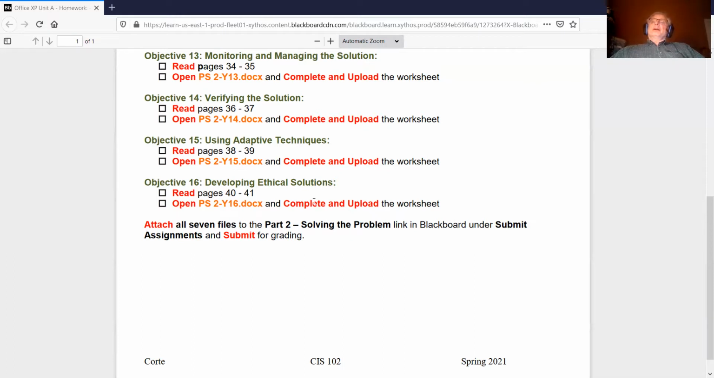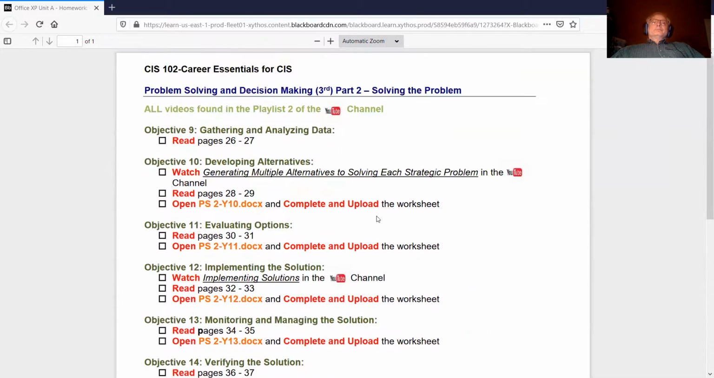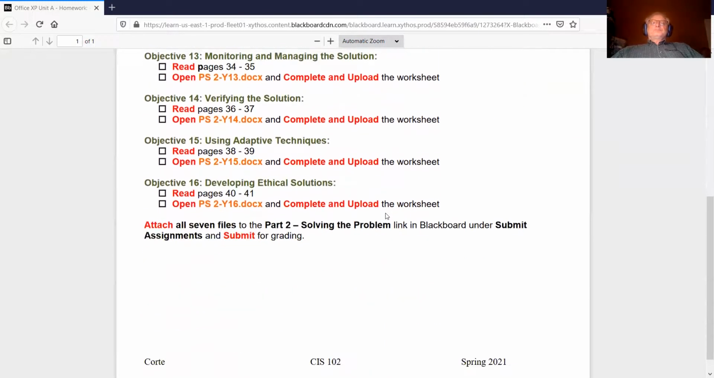Now, when you're done, as you've done in the past or last week, you can either upload each of these worksheets one at a time, or you can upload them all at the same time. Okay, all you do is click the, trying to remember, oh, part two, solving the problem assignment link, and then it gives you the option of uploading.